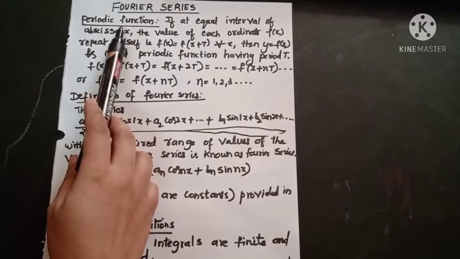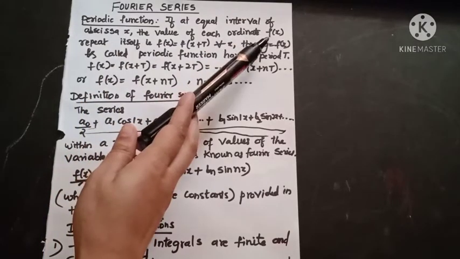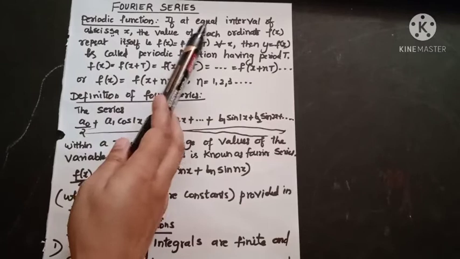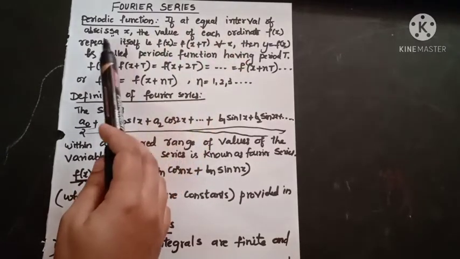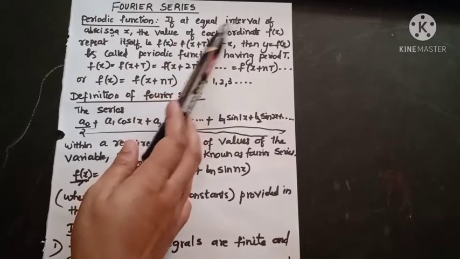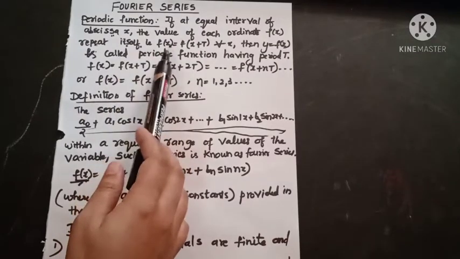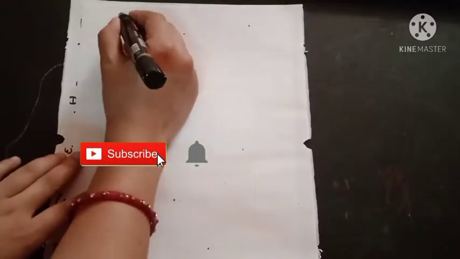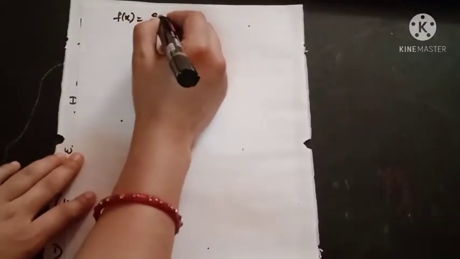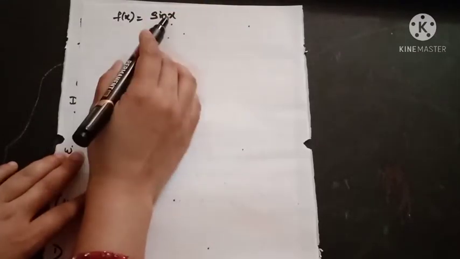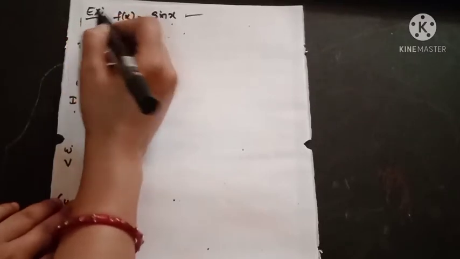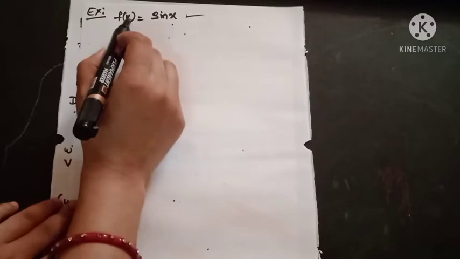Then what is a periodic function? A function f of x that repeats itself at equal intervals is called a periodic function. Example: if f of x is equal to sin x, if we take the sine function, then the sine function is a periodic function. Sin x is an example of a periodic function.